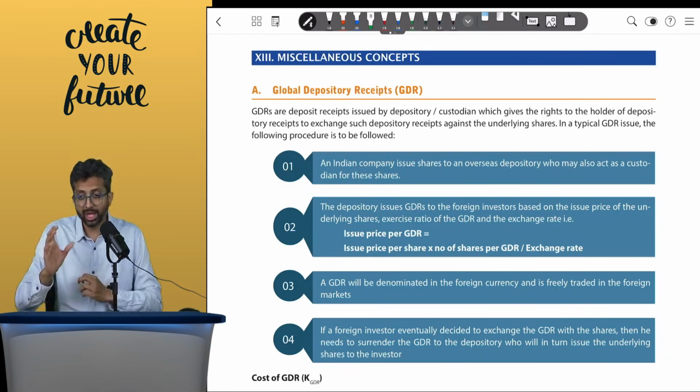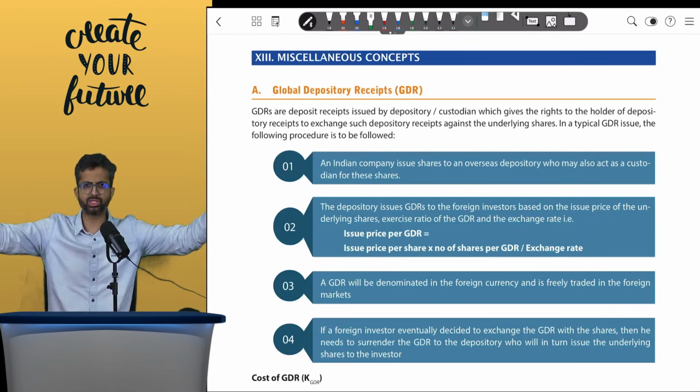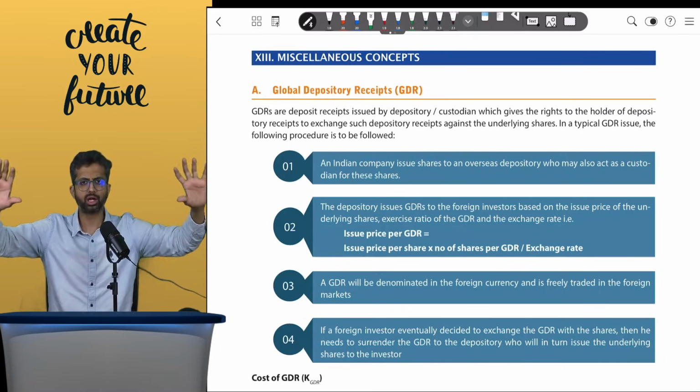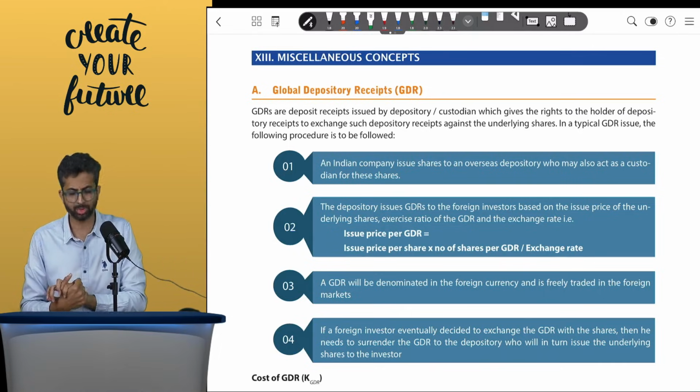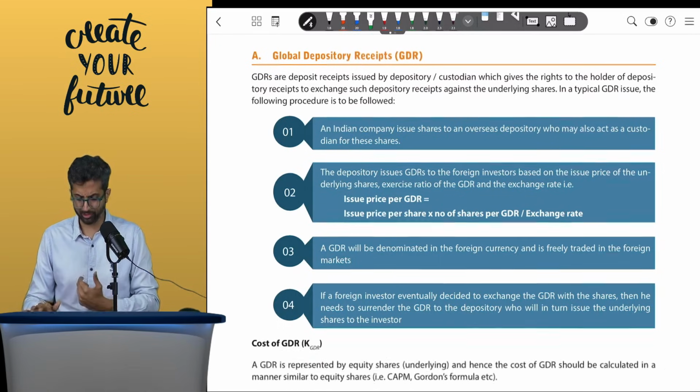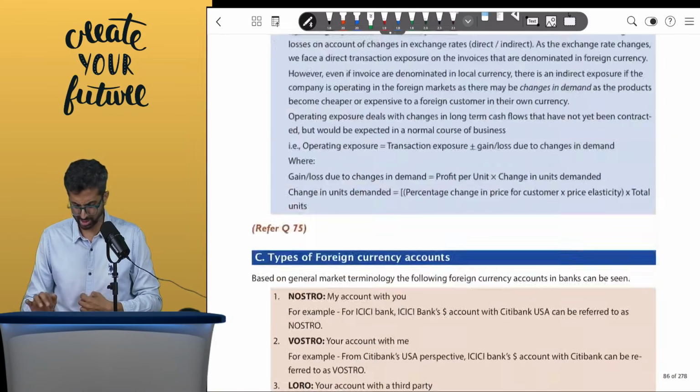to be issued, where you will take your total issue proceeds of the GDR divided by the issue price. And for the issue price, you will have to look at various things like the number of shares per GDR, the exchange rate, etc. And that will give you the adjustment for GDR.